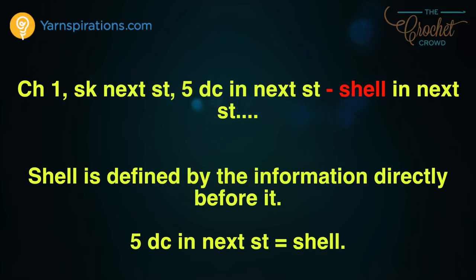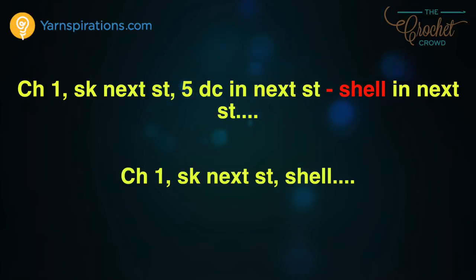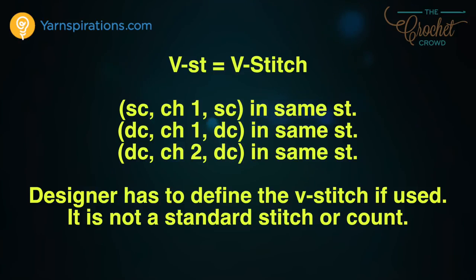So let's take a closer look. Essentially what they've done is define the word shell to equal 5 double crochets into the next stitch. It does not equal everything, it only equals what's directly in front of it, and that was 5 double crochets in the next stitch. So instead of writing 5 double crochets in the next stitch over and over every time it's used, when they use the word shell, that's exactly what you need to look for. So just look above in the pattern where you've already passed it, and that will give you the meaning every time that you see that word. So there are other forms of the V-stitch.